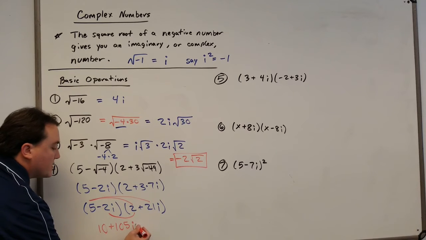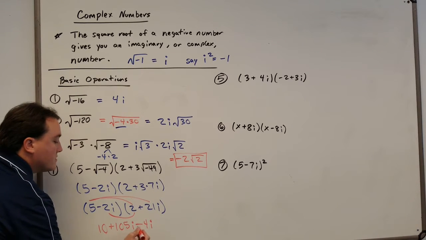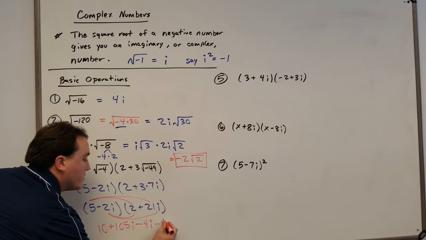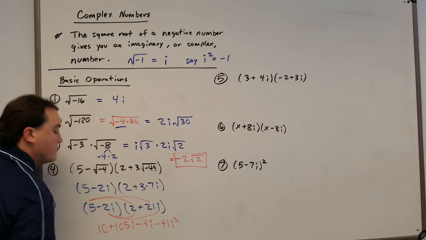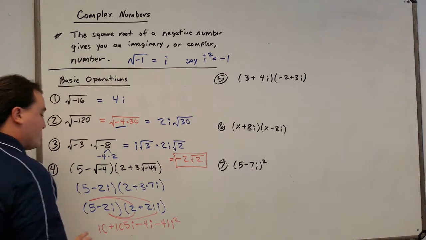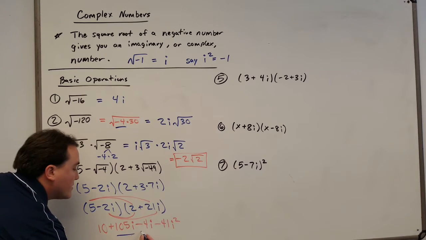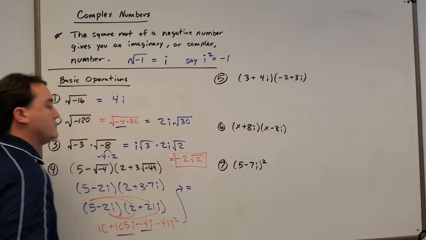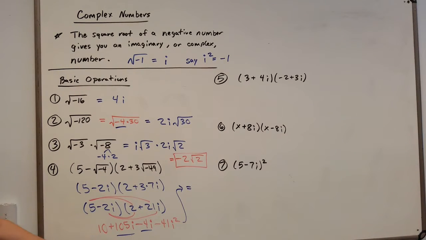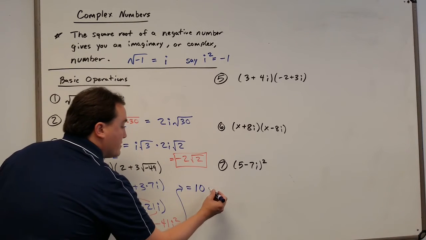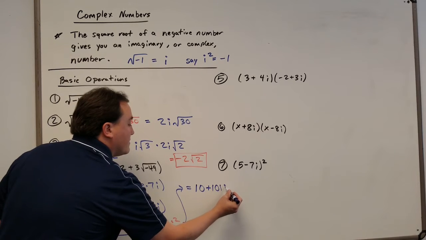Negative 2i times 2 is negative 4i. And then negative 2i times 21i, that's where i squared comes in. So we get negative 42i squared. We'd add like terms. It's 105 minus 4i. So we could say equals 10, 105 minus 4 is plus 101i.